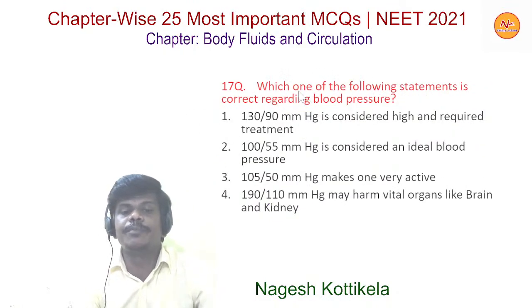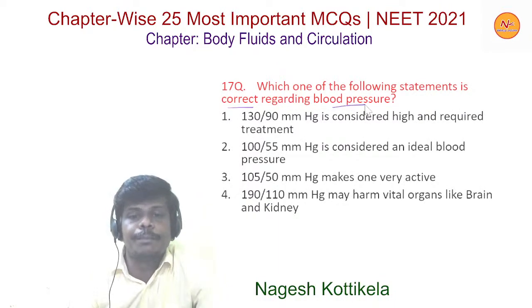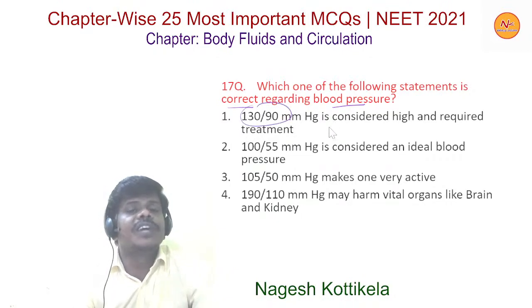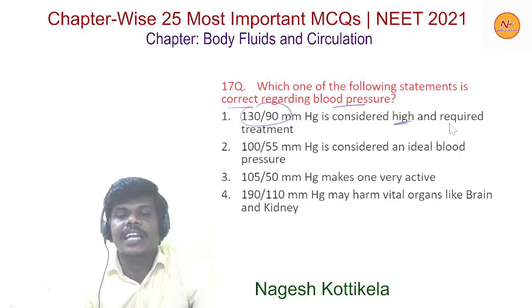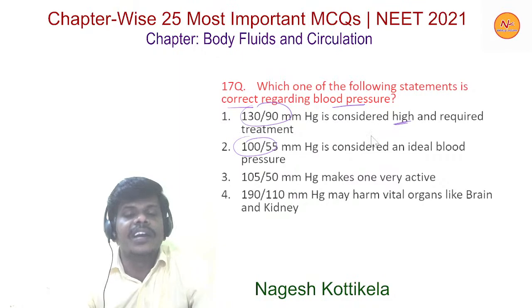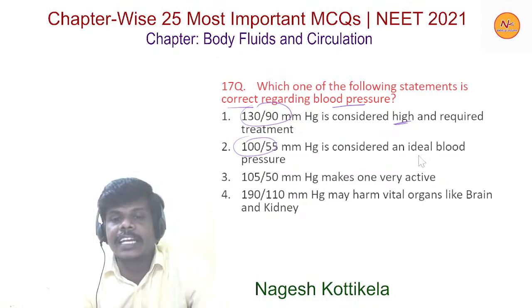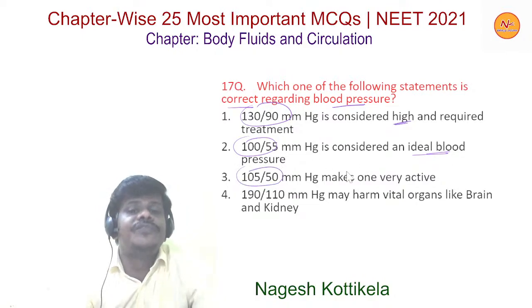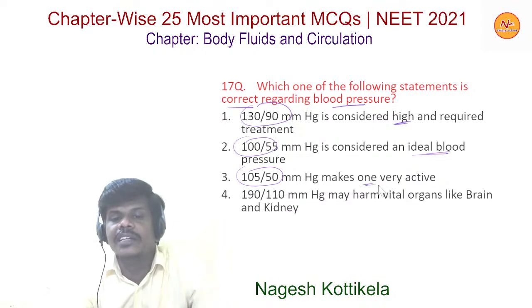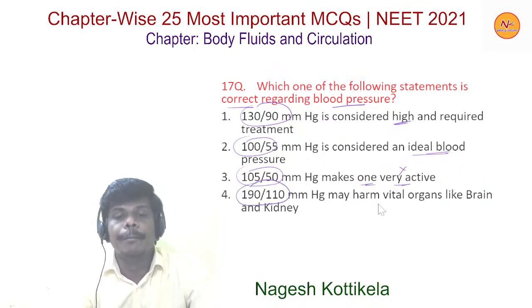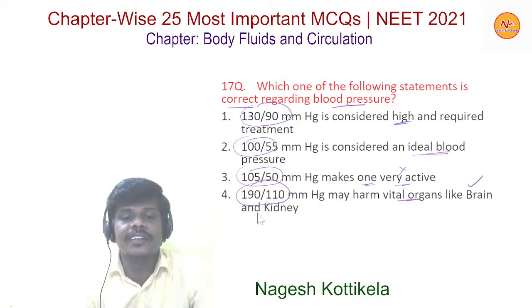Which one of the following statements is correct regarding blood pressure? Here option 1 130/90 mm of Hg is considered high and requires treatment. Option 2 100/55 mm Hg is considered an ideal blood pressure. Option 3 105/50 mm of Hg makes one very active. No, this is wrong. Option 4 190/110 mm Hg may harm vital organs like brain and kidney.